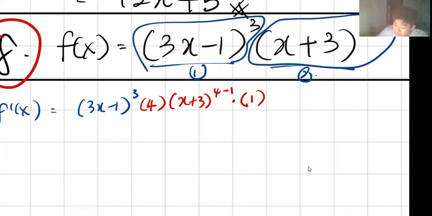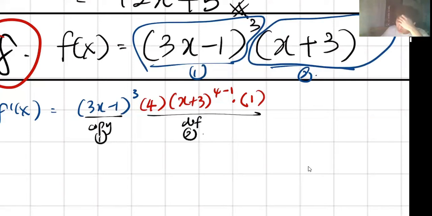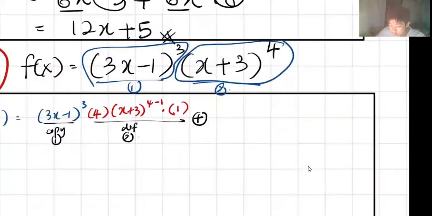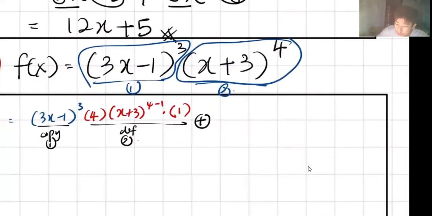Okay, basically what I do, I repeat again. I copy 1, differentiate 2. Then I've got to plus. This is the magical for product rule, it's a plus, don't forget. Plus, then I fix the 2 now. I copy 2 now, fix plus x.